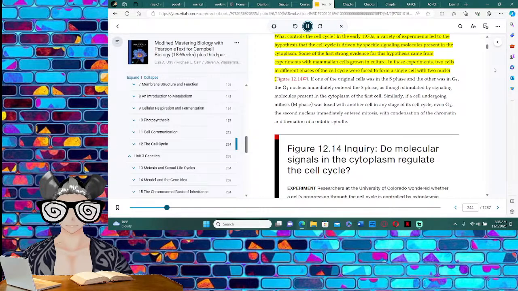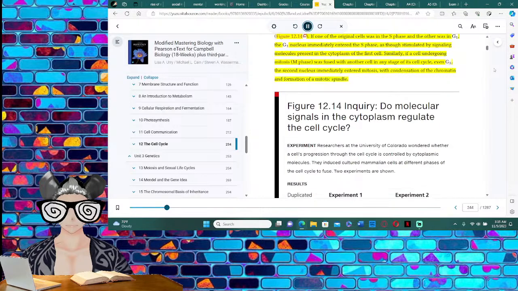Some of the first strong evidence for this hypothesis came from experiments with mammalian cells grown in culture. In these experiments, two cells in different phases of the cell cycle were fused to form a single cell with two nuclei. Figure 12.14. If one of the original cells was in the S phase and the other was in G1, the G1 nucleus immediately entered the S phase, as though stimulated by signaling molecules present in the cytoplasm of the first cell. Similarly, if a cell undergoing mitosis, M phase, was fused with another cell in any stage of its cell cycle, even G1, the second nucleus immediately entered mitosis, with condensation of the chromatin and formation of a mitotic spindle.